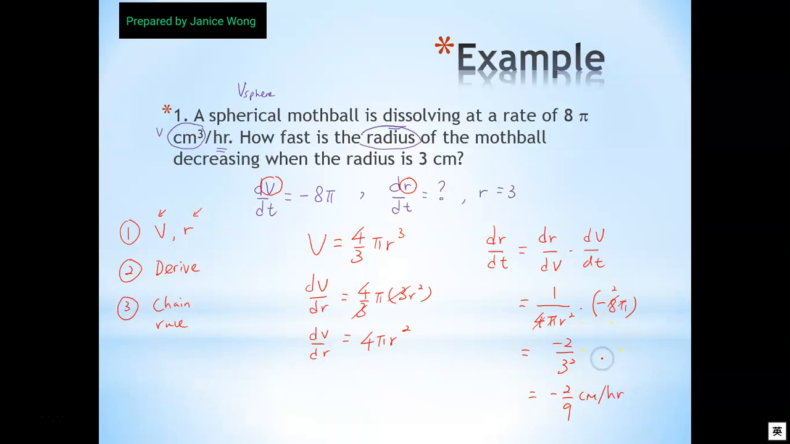In solving related rates problems, first, we identify the information given by the question. We form a formula in terms of two variables. Then we differentiate the formula. And in the last step, we apply chain rule to answer the question.